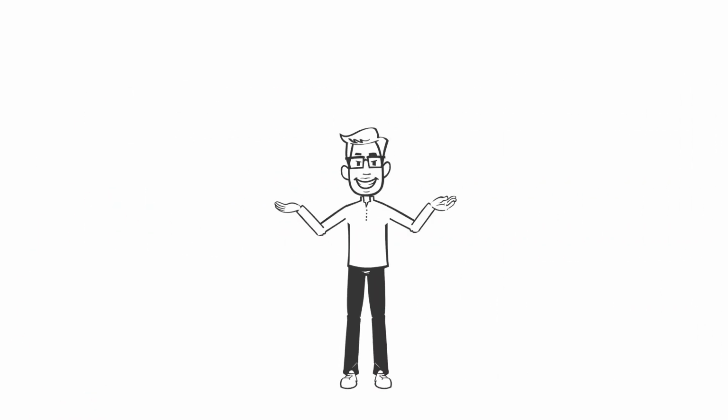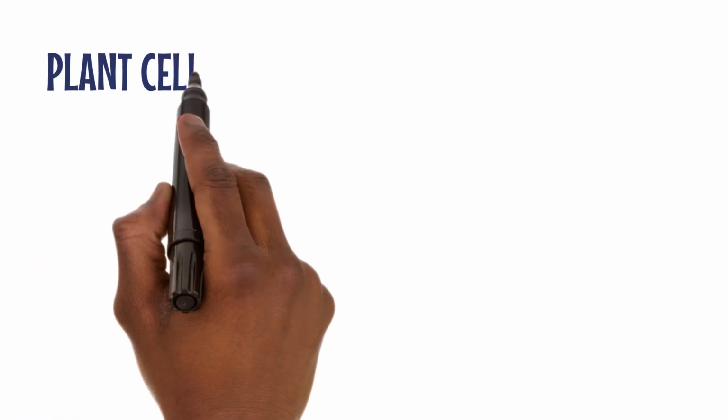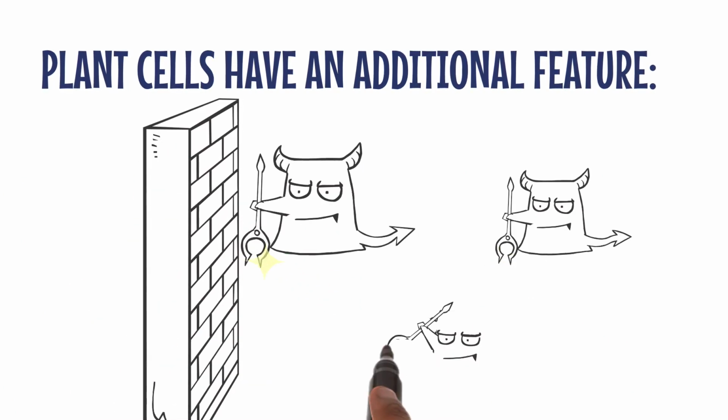Moving on, let's explore the differences between plant and animal cells. Plant cells have an additional feature, the cell wall. It provides support and protection. Now, let's get to the plasma membrane.